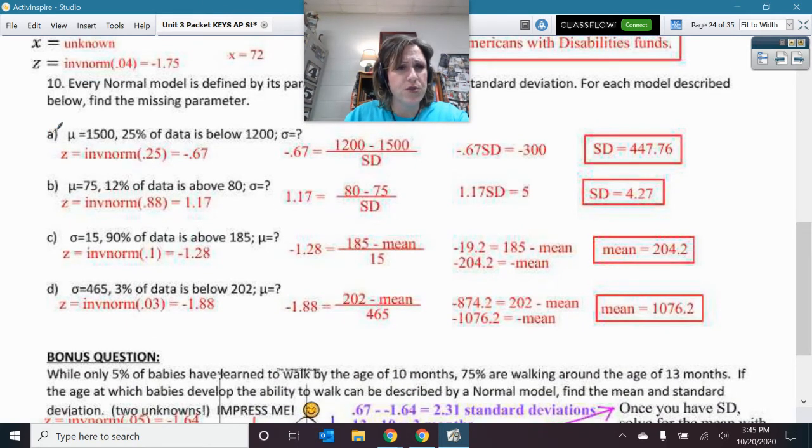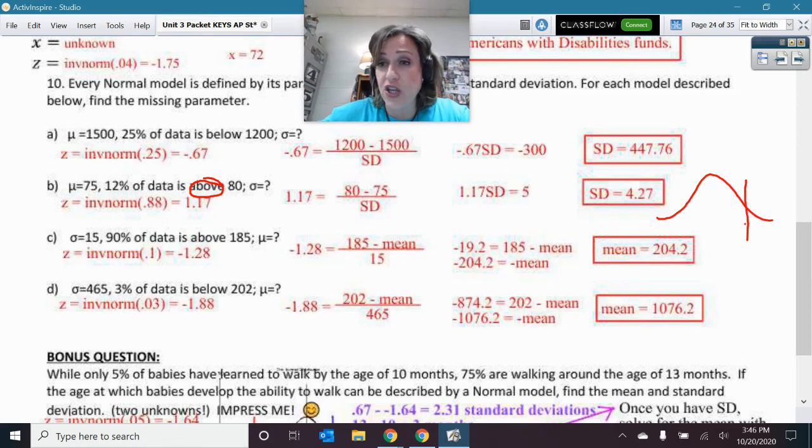All right. And then here were these ones that were kind of ambiguous. What is this? What are these values here? So here the X and the mean and the Z-score was that bottom 25%. Okay, so inverse norm of 0.25. Here, 12% is above. So that is the top 12%. So if you have that top 12%, then you have 88% below. That's why my Z-score came from inverse norm of 0.88. And there's my X, mean, and standard deviation. Then you do algebra to solve.